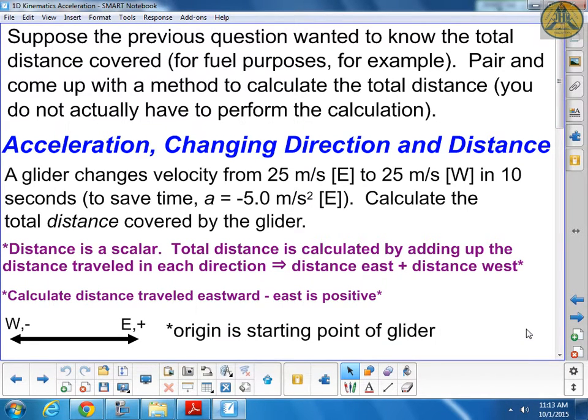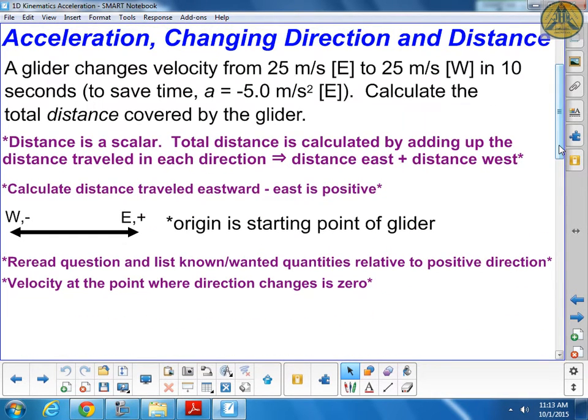So sometimes we need to calculate distance traveled. Position doesn't matter. One example is fuel consumption, right? So if we've got an airplane going from one way to the other, if it's back to the starting point, you need to know what distance it traveled in order to figure out things like how much fuel to use. Okay, folks? So here, same situation.